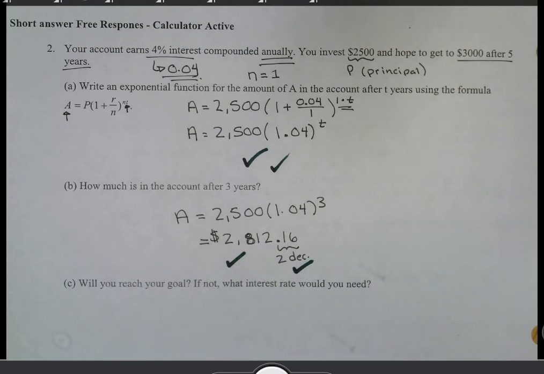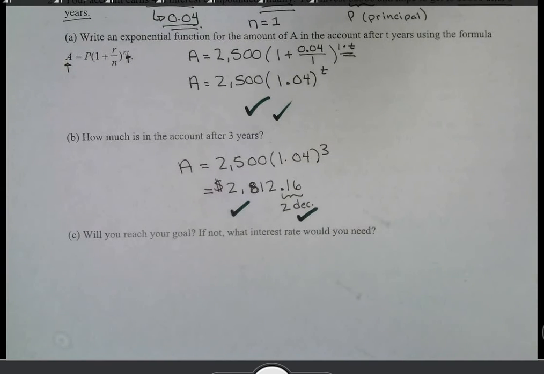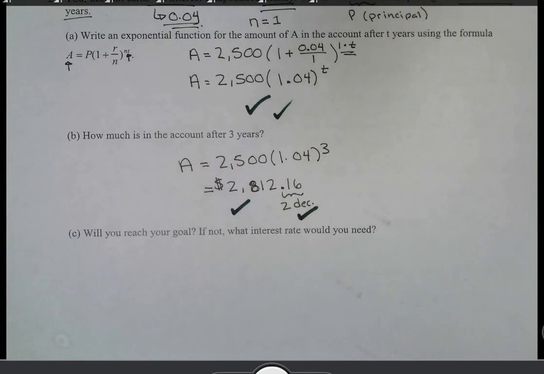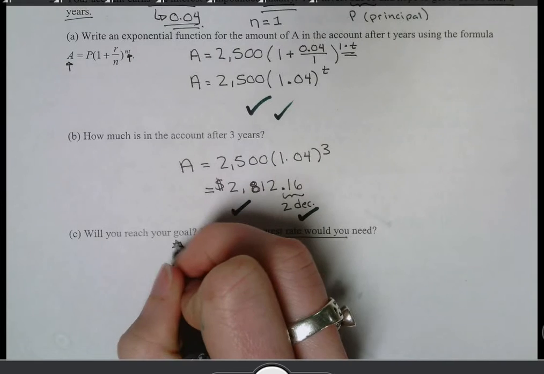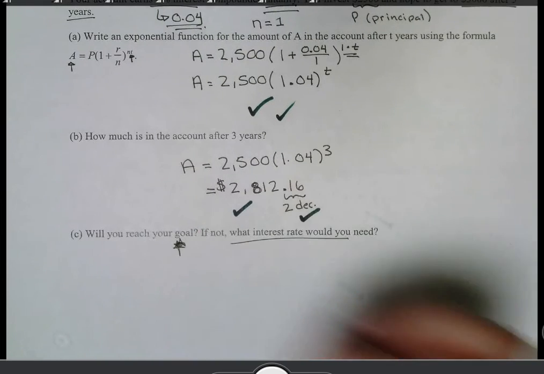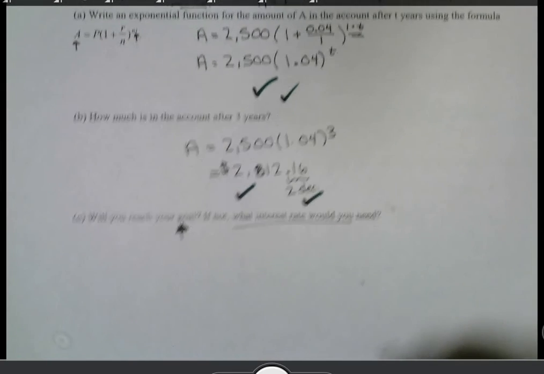Last part, C, it says, will you reach your goal? If not, what interest rate would you need? So we don't know if we need to do this part yet. We're going to set that aside. We need to figure out, okay, what is my goal and what do I need to do to reach it? Well, I just need to let time pass.